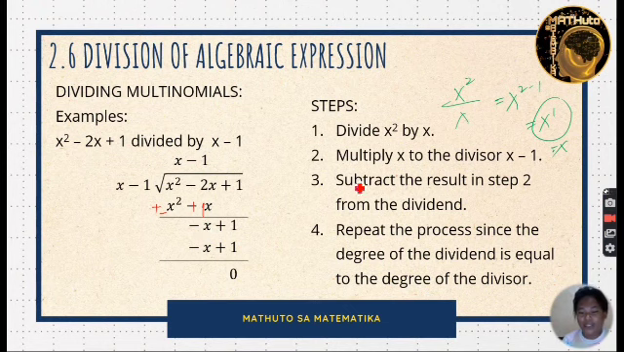We are going to divide negative x by x. So, we have negative x divided by x. So, x divided by x is 1, and we have negative here, so magiging negative 1 po siya. Kaya negative po yung ating sagot sa taas po. And align po natin siya sa next term po.